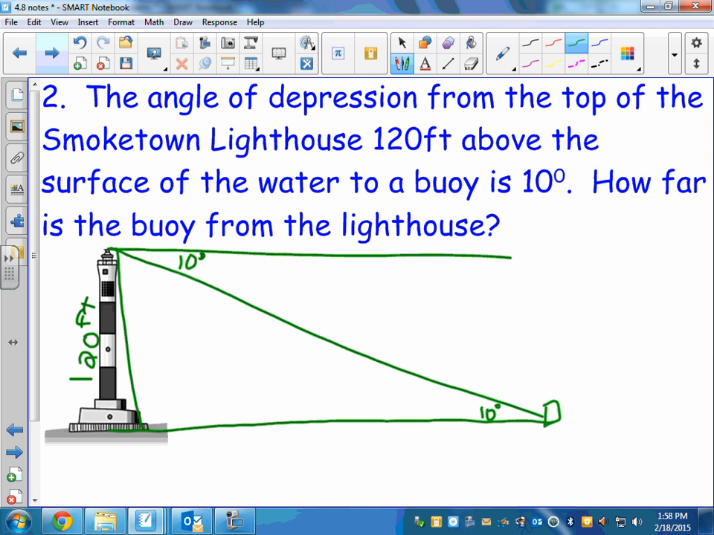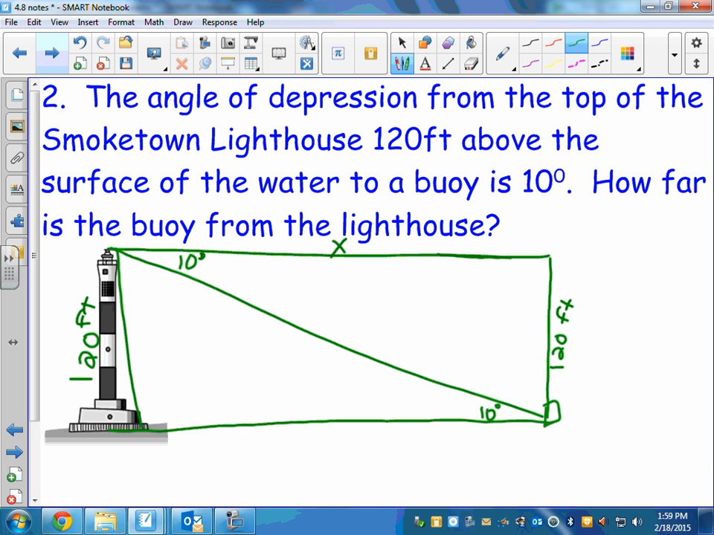But the big question is, what am I actually looking for? Angle of depression? No, they gave me the angle of depression. It was 10. The distance from the buoy to the lighthouse. So that would be either this distance down here, which would be the same as this distance up here. What if I call this x? Would this also be 120 feet over here? Yes. Like these are the same triangles.